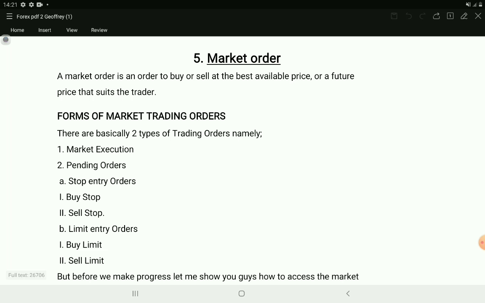Like you say now, I want to buy this car, but the value of this car as at the time of speaking is possibly 10 million. Then you say, I can't buy this car now, but in case it comes down to 9 million, I will deposit my money with you. Once it comes, you just send me the car. That is a type of order in the forex market, and we call it a pending order.